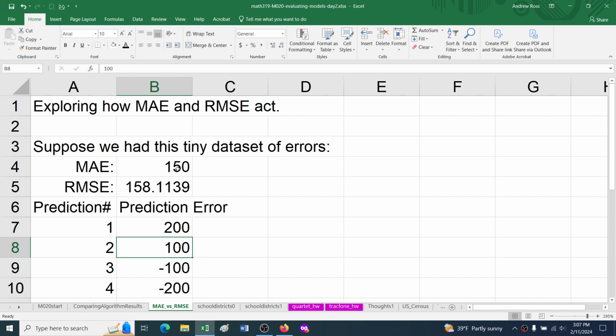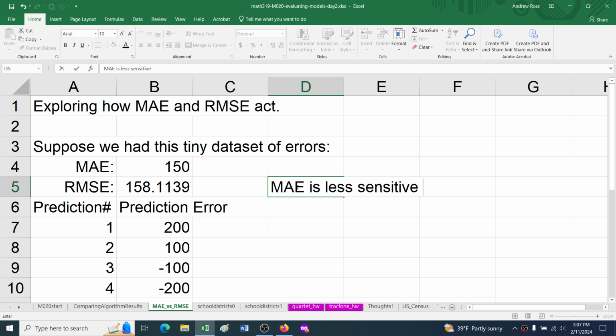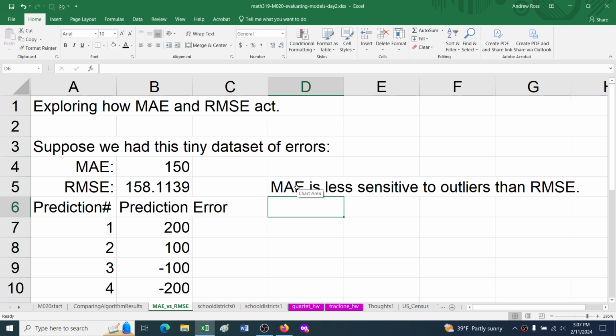So can we say that the mean absolute error pays less attention to the large numbers than the root mean squared error does? Sometimes we'd say that the mean absolute error is less sensitive to outliers than the RMSE, and sometimes that's good. Sometimes we want to not pay too much attention to outliers, but there are times when outliers have a real physical effect on our system.